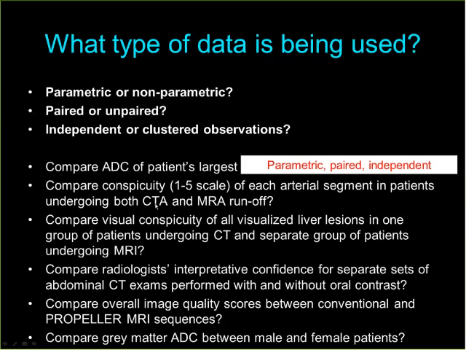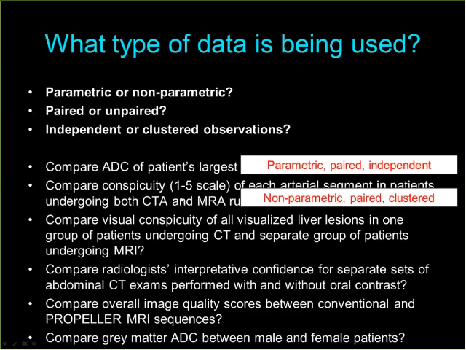Suppose we're comparing the conspicuity on a 1 through 5 scale of each arterial segment in patients undergoing CTA and MRA runoff. Here we have multiple arterial segments in each patient, say different vessels, the thigh and the calf, so we're going to have clustered data. The subjects have undergone CTA and MRA, so these are paired. We have the two different modalities in each subject, and these are just subjective scores. This is conspicuity on a scale, basically the reader's opinion. They're not really measuring it. So this is non-parametric data.